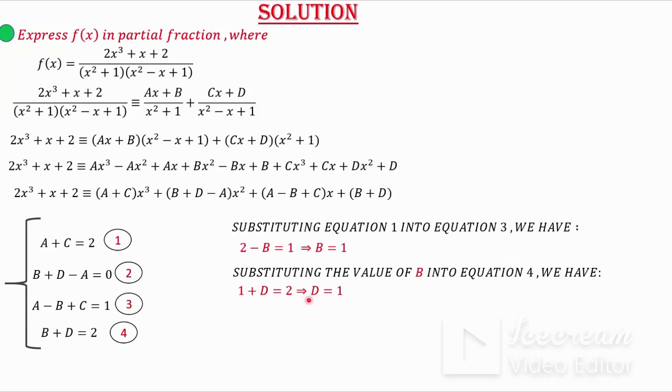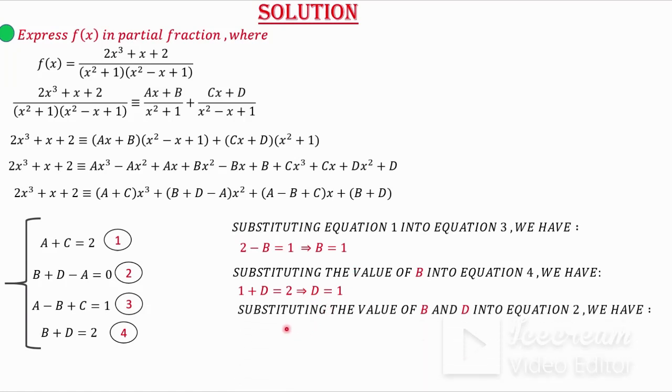Since we already have the value of d, we can therefore substitute the value of b and d into equation 2. Since we have the value of b and the value of d, we can substitute these two values into equation 2. This is going to enable us to get the value of a. So substituting, we have b, which is 1, d, which is 1, that is 1 plus 1 minus a equals 0, from which we have the value of a to be equal to 2.